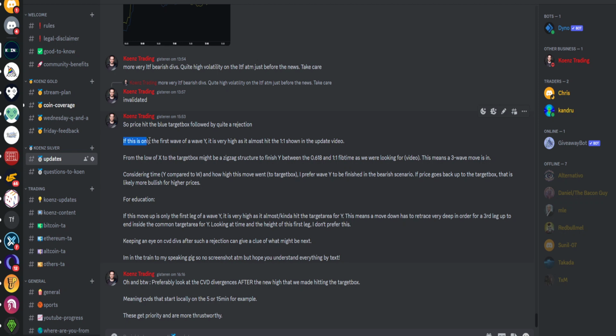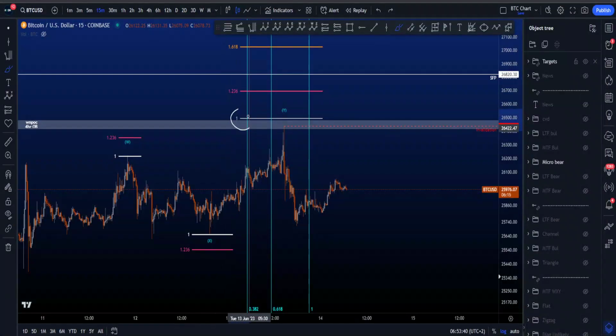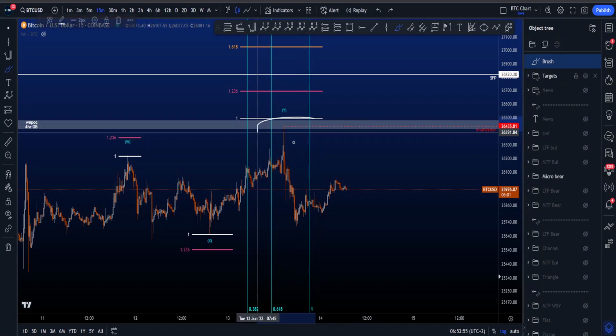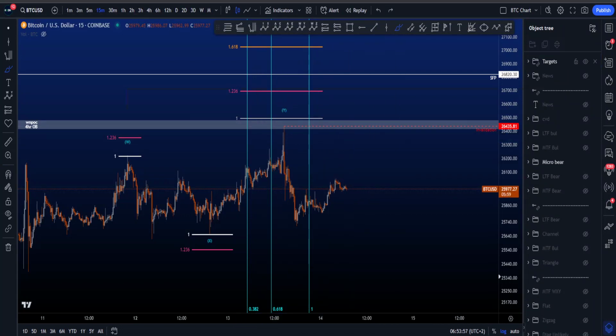Where I said if this is only the first wave of a wave Y, it's very high, as it has almost hit the 1-to-1, right? It almost hit this target for a wave Y. Now from the low of X to the target box might be a zigzag structure on the lower time frames to then finish wave Y between the 0.618 and the 1-to-1 fib time, which is what we were looking for. And that is also this area over here, right? That's what we were looking for over there.